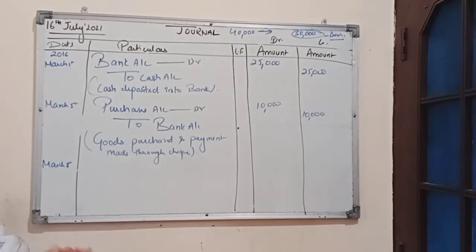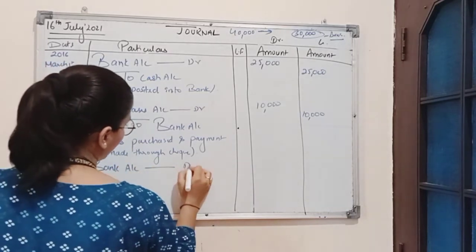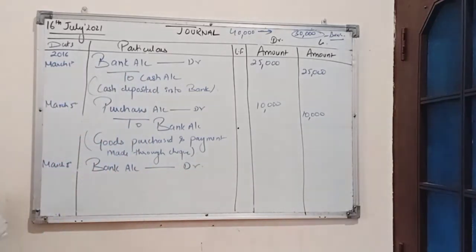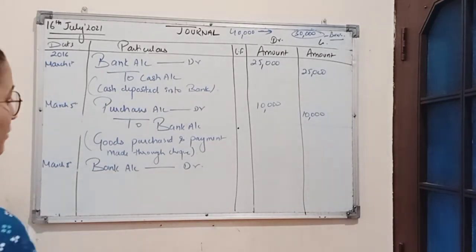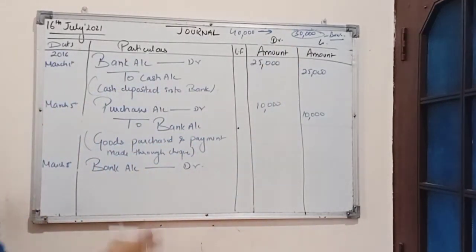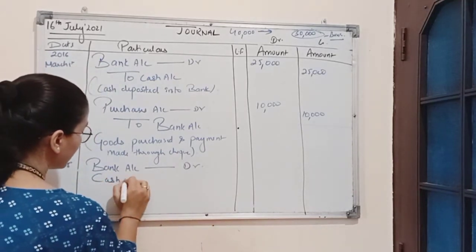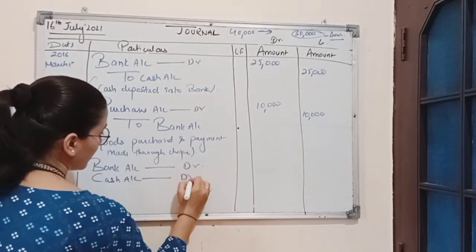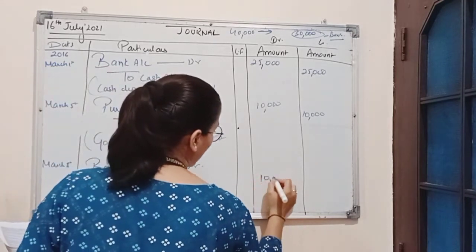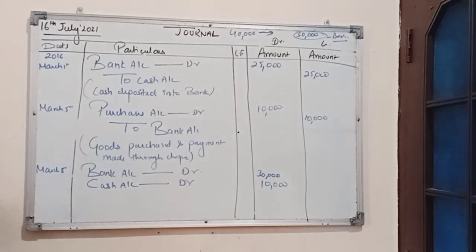So here we know 30,000 we are depositing in bank, that means bank account will be debited. As we know, bank account is a personal account where the rule is debit the receiver. So bank is receiving the cash amounting to rupees 30,000 and the remaining cash is in hand. So we are receiving cash in hand amounting to rupees 10,000 and 30,000 is deposited into bank.